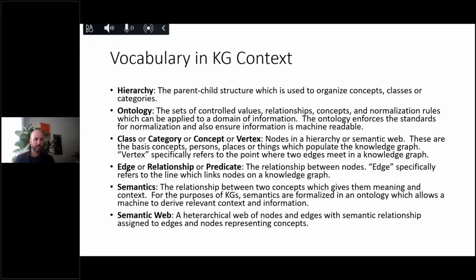The last term on here, which is semantic web, you might think of as sort of a synonym of knowledge graph, when you're specifically talking about the graphical representation. When you use knowledge graph in a more holistic way to include the AI algorithm and the ontology, that's not the same thing as a semantic web, but the graphical representation of nodes and edges with defined relationship types can be thought of as a semantic web.